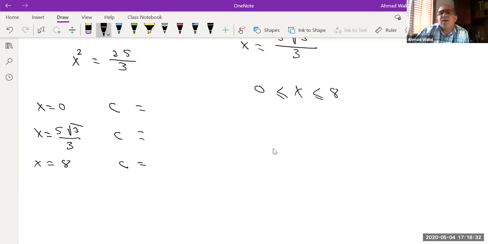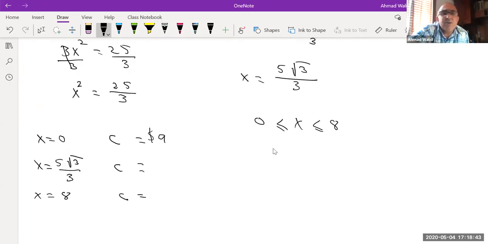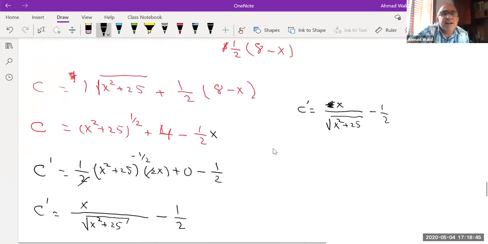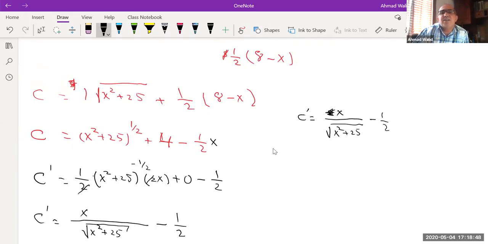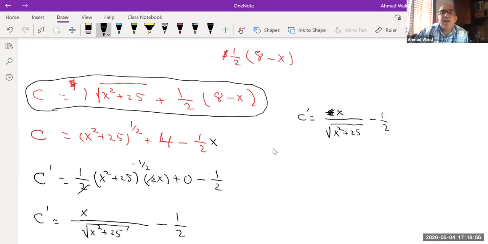Plug in 0 in the cost function gives you what? Calculate, please. I think it's $9 something. Plug in 0 in this function, in your cost function. That's your cost function here. This one is your cost function, the function that you start working with. Plug in 0 here. Square root of 25 is 5, and here 8 minus 0 is 8, and 1/2 of 8 is 4. 4 plus 5 is 9, right?